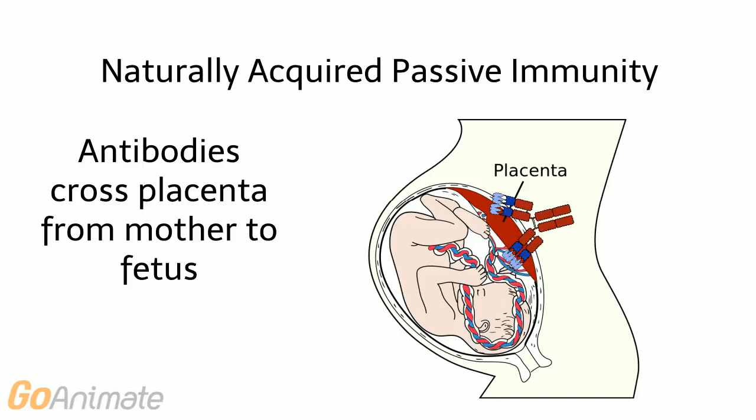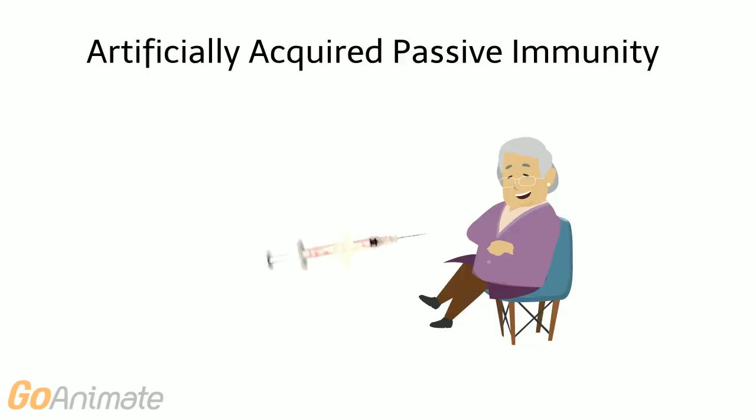In naturally acquired passive immunity, antibodies are transferred from the placenta to the fetus. In artificially acquired passive immunity, antibodies are given to someone whose immune system is damaged.